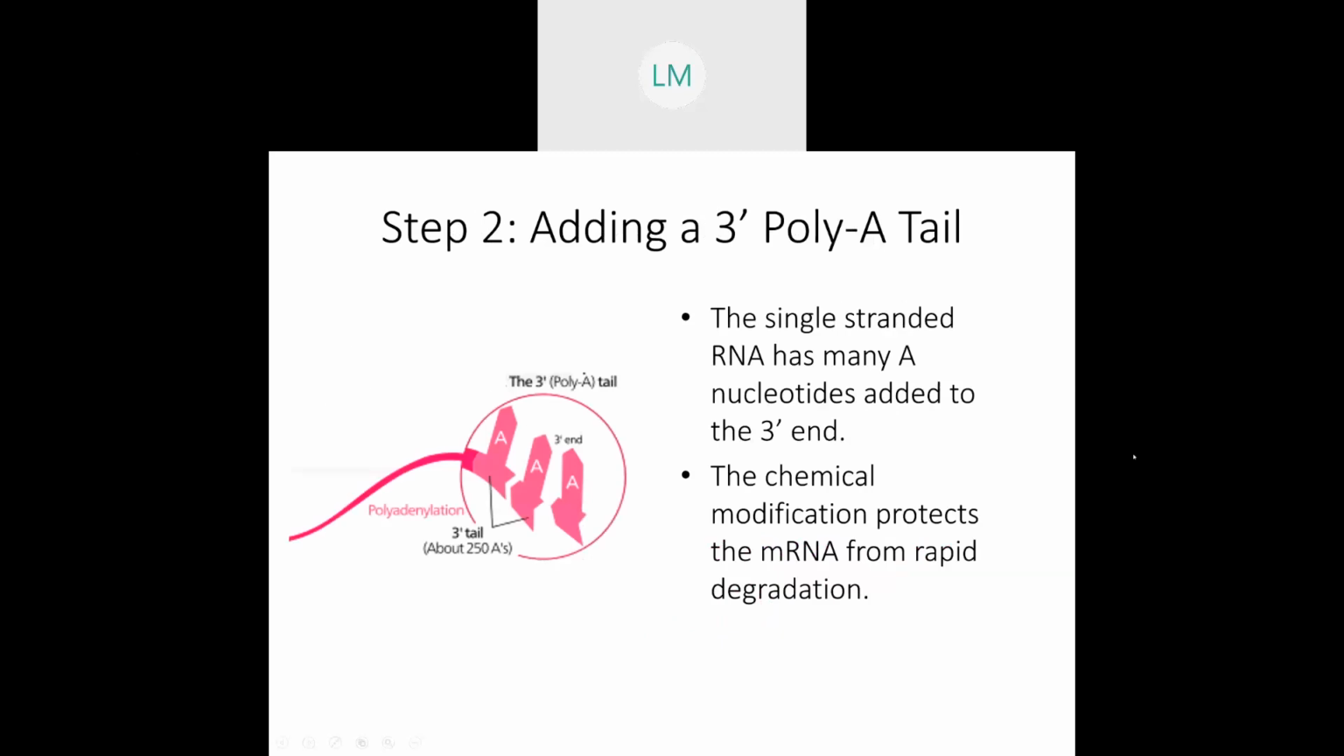We also have the addition of a poly A tail. So the A's are just referring to the type of nitrogenous base that's on these nucleotides, so lots of adenines that are being added on to the back of our RNA. So we're going to have lots of A nucleotides added to the 3' end. This is just another way that we are protecting our RNA from degrading really rapidly. So you can see here, there's about 250 of these nucleotides that are added to the end of our mRNA sequence. So this poly A tail, so lots of A's on the 3' end.